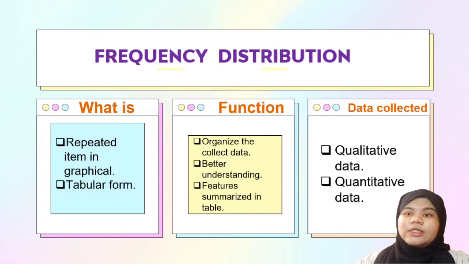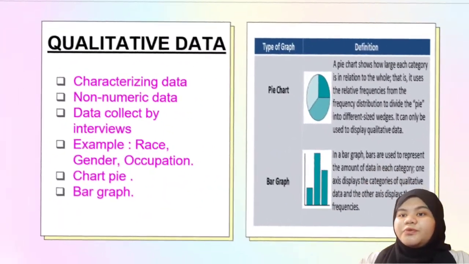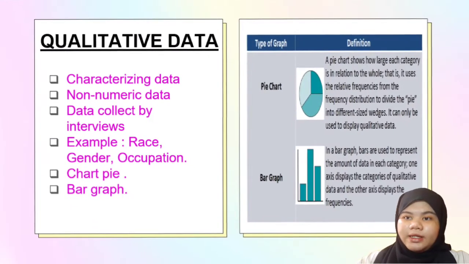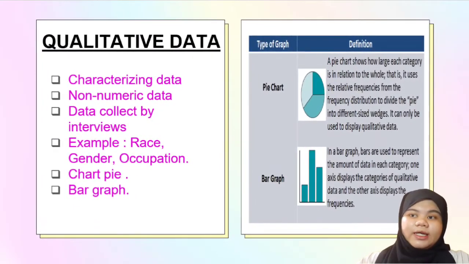Each data collected is divided into two types, namely qualitative data and quantitative data. Qualitative data is known as categorical and characteristic data. This is because qualitative data can be observed and recorded. This type of data is non-numeric. This type of data is collected through observation methods, one-on-one interviews, conducting focus groups, and similar methods. Examples of the data are gender, race, and occupation.